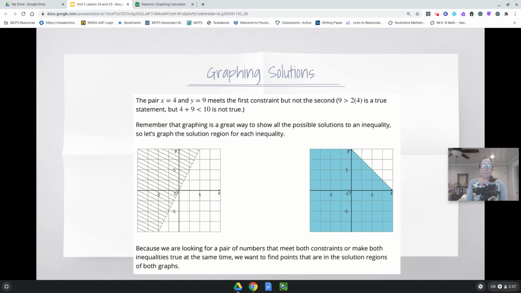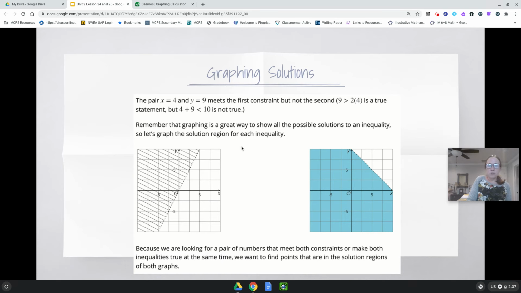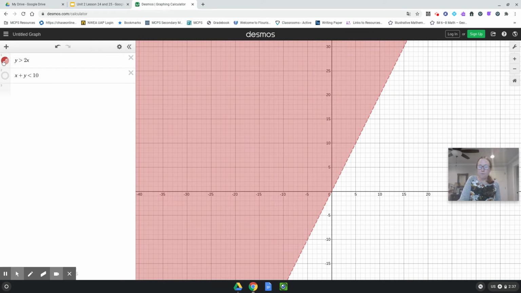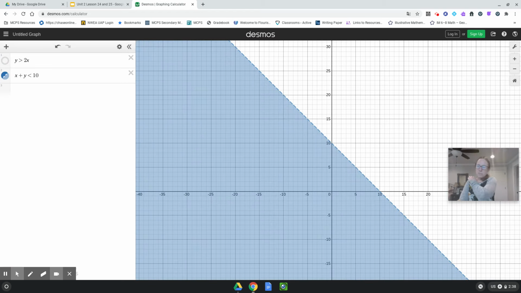So we would start by graphing the region, the solution region for each inequality. So you can see here on the left, we have our first inequality, and on the right, we have our second. And I'm going to jump over to Desmos to show you that too. So here you can see I have graphed my first inequality, and I'm going to turn that off for right now. And here is my second. So I have solutions for both the first and the second inequality here on the graph.